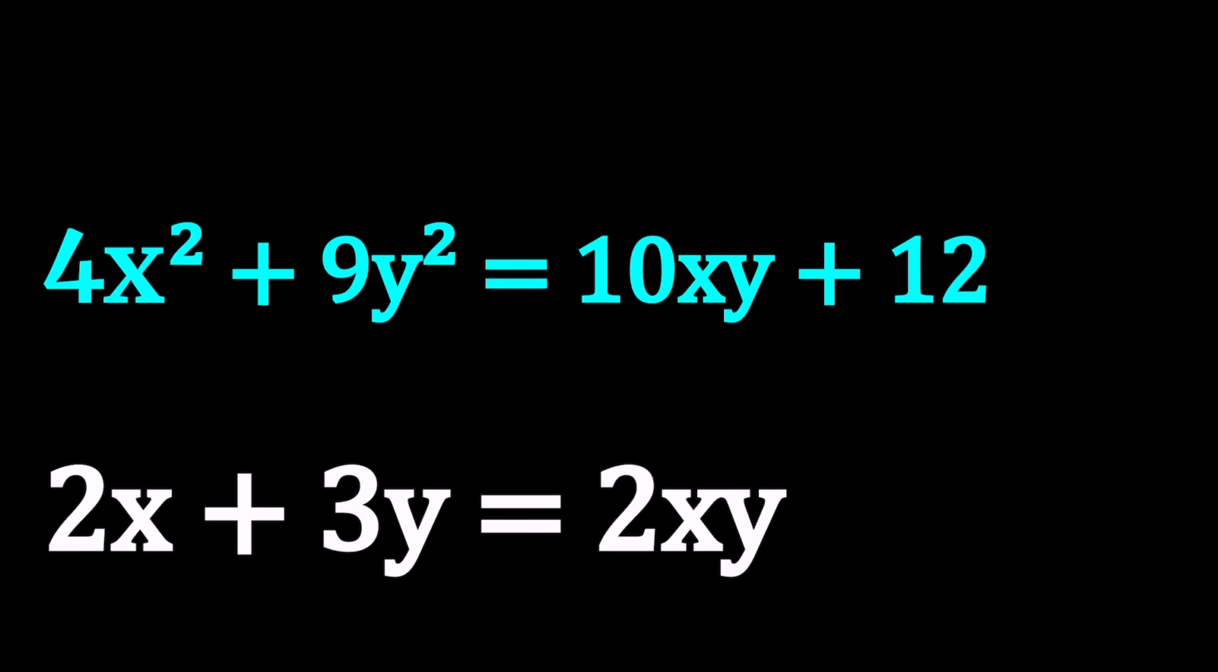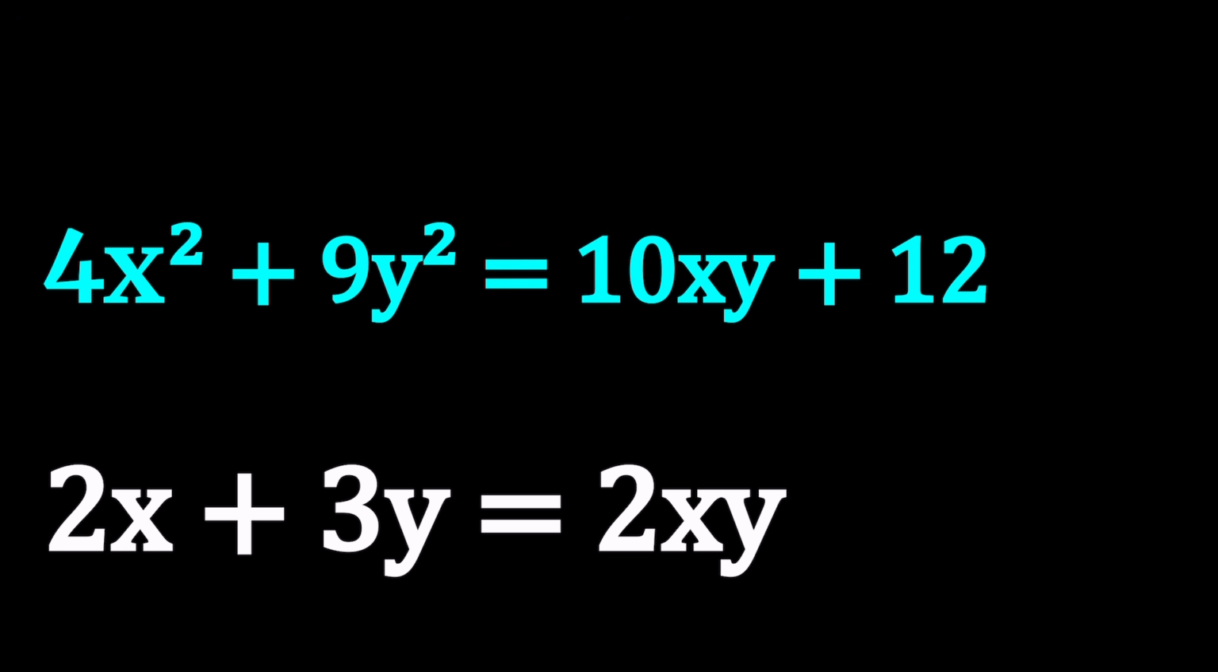Hello everyone. In this video we're going to be solving a system of equations. We have 4x squared plus 9y squared equals 10xy plus 12 and 2x plus 3y is equal to 2xy. And we're going to be solving for x and y values. I don't know how many different methods we can use. Let's go ahead and explore.